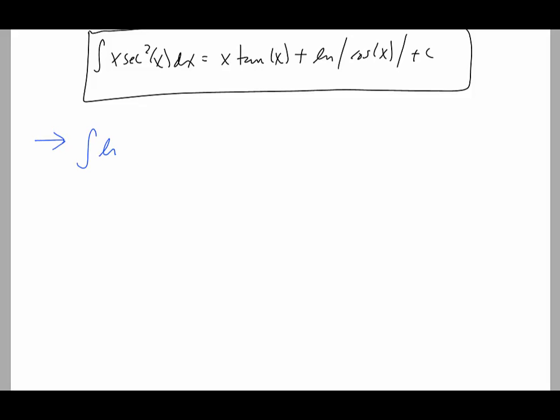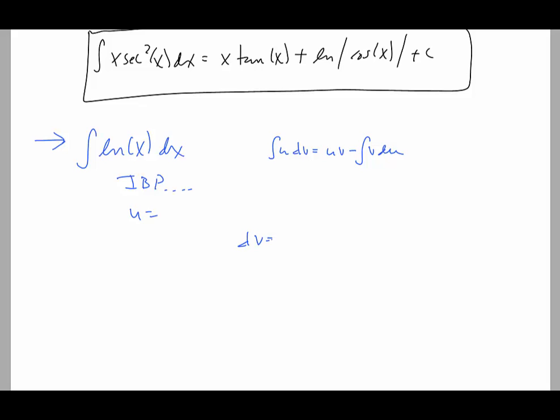What if I wanted to integrate the natural log of x? I have no way to do that right now. However, with integration by parts, I can integrate the natural log. So note the integral of u dv is equal to uv minus the integral of v du. So I'm looking for two functions, and you're looking at this and you're thinking, I don't see a u and a dv here. I only see a natural log.